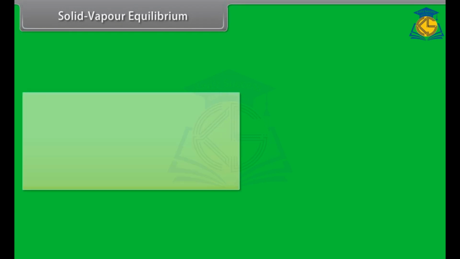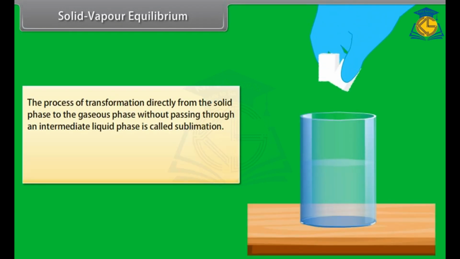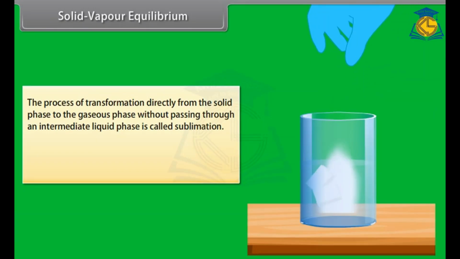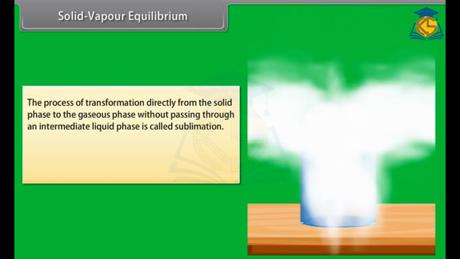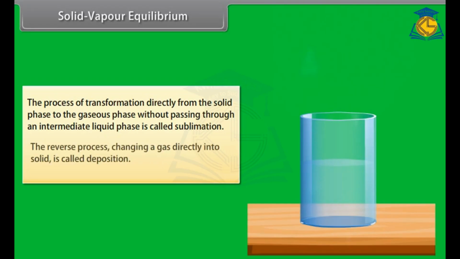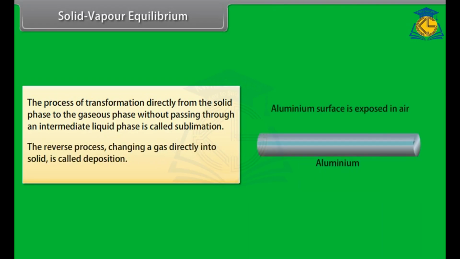Solid-vapor equilibrium. The process of transformation directly from the solid phase to the gaseous phase without passing through an intermediate liquid phase is called sublimation. The reverse process, changing a gas directly into solid, is called deposition. Equilibrium involving dissolution of solids or gases in liquids.